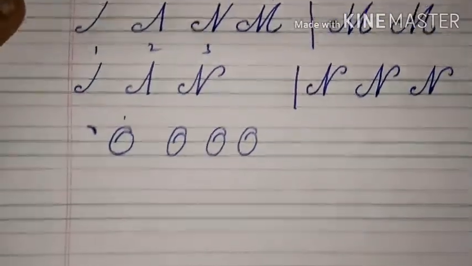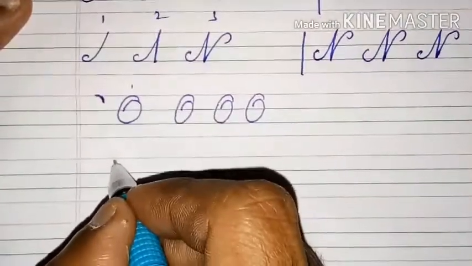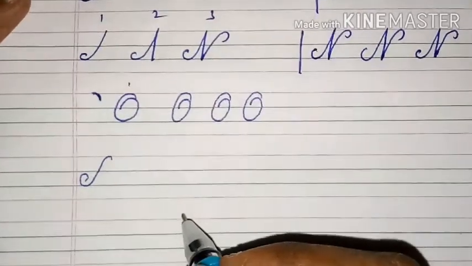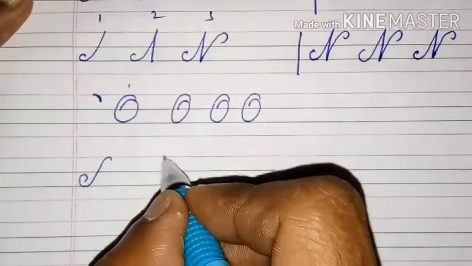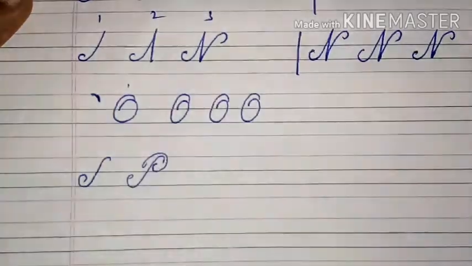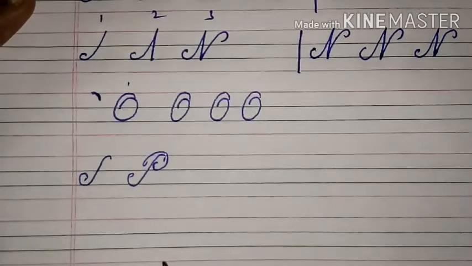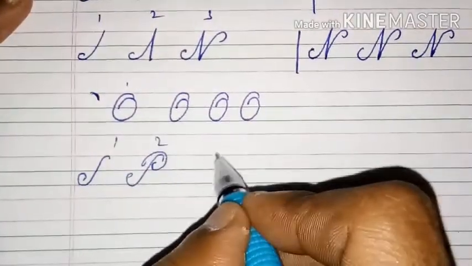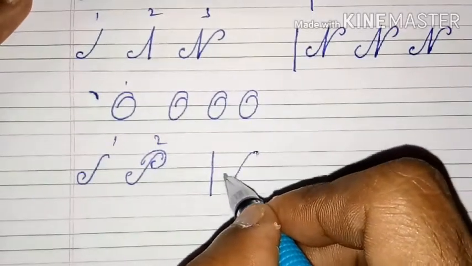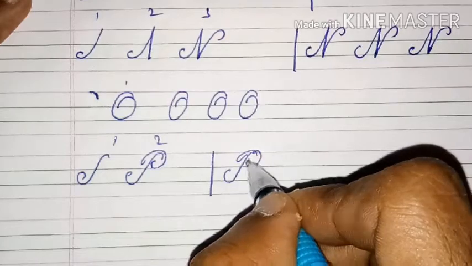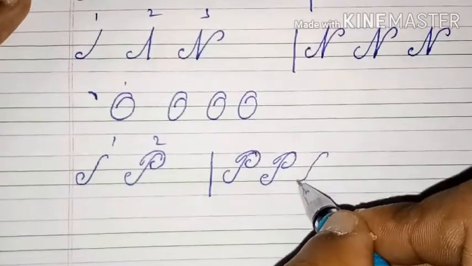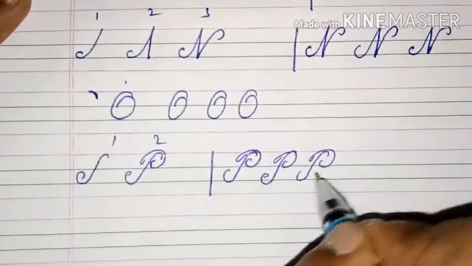Next, we move on to the letter P. P, as we have seen the stroke in B. Write the first stroke like this, from upper zone to the middle zone, and then write like this. This is nothing but the second stroke in the letter B. If you know the way you write the letter B, definitely you know the way of writing the letter P. 1 and 2.